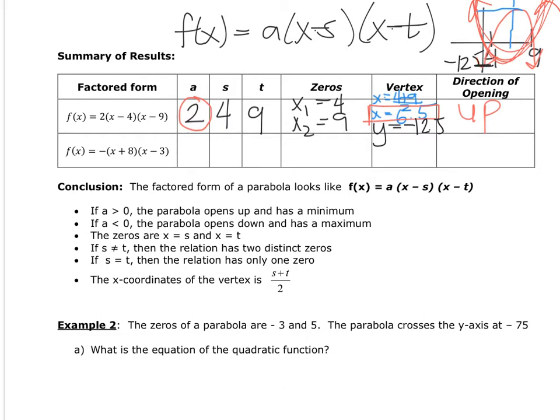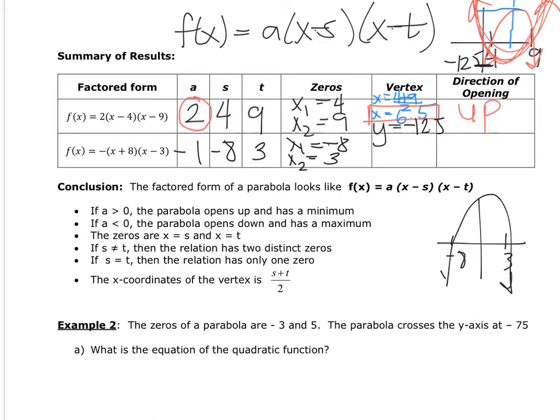Let's do this other one. So you should have A, S, and T all done. Our A is negative 1, our S is negative 8, and our T is 3. Okay, let's find, what are the zeros? The zeros are clearly x1 equals negative 8, and our x2 is going to equal 3. Okay, let's find the vertex. We know this guy is going to open down. Our x-intercepts are negative 8 and 3. So it looks something like that.